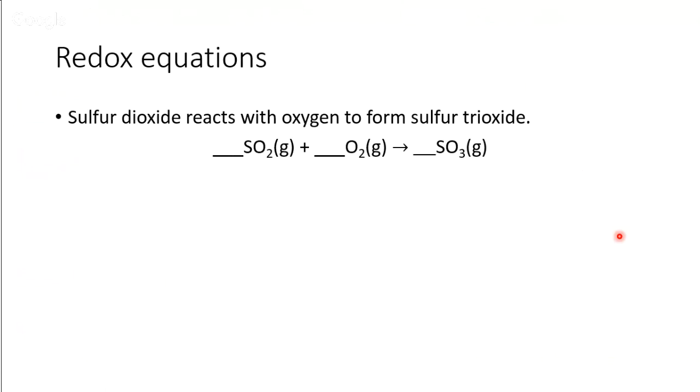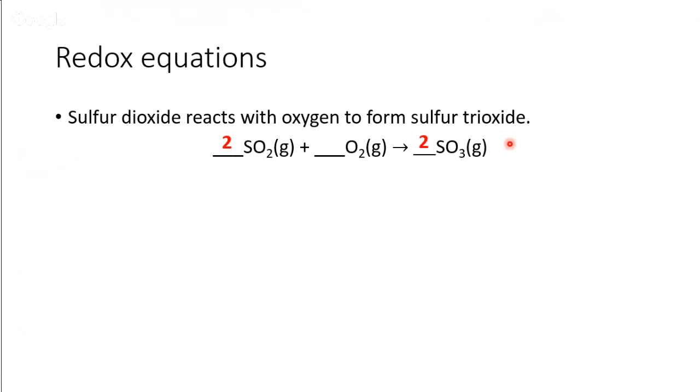One skill that we need to have is the ability to identify the species that is reduced and the species that is oxidized. Remember that they always come in pairs. Something must be reduced if something else is oxidized. So let's look at this equation as an example. Sulfur dioxide reacts with oxygen gas to form sulfur trioxide. In order to balance the equation, we need to add the coefficient 2 to both sulfur dioxide and sulfur trioxide. So now we want to answer the question, which species is oxidized and which is reduced?